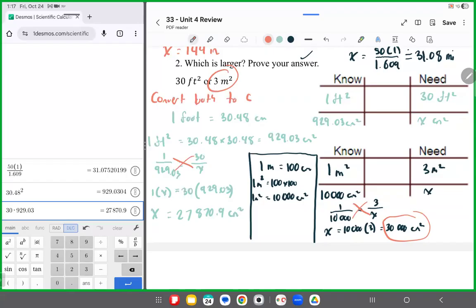Convert both to centimeters or centimeters squared. Okay, so that's how we can prove that kind of response. All we did was convert them both to a common base and go from there. And if we were converting volumes, say this was 30 feet cubed and 3 meters cubed, then for 1 foot cubed, it would be 30.48 times 30.48 times 30.48. And the corresponding meter cube conversion would be 100 times 100 times 100, and so forth.